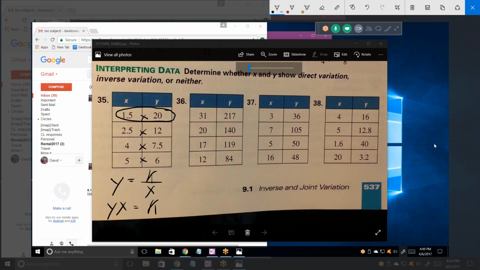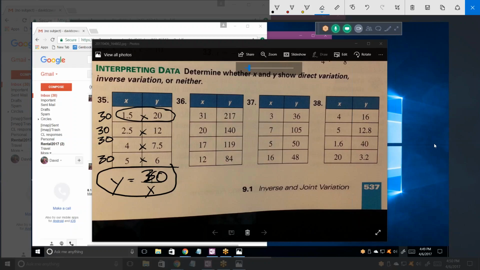So if the product of those two numbers is the same number, then it is indeed an inverse relationship. Notice that that's equal to 30, that's equal to 30, that's equal to 30, and that's equal to 30. And therefore, k is 30. So that relationship is 30 over x. That's what it is right there, and it's true for every row.